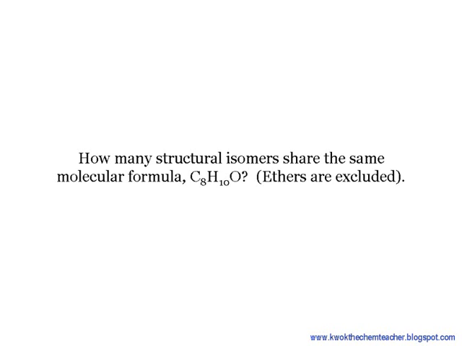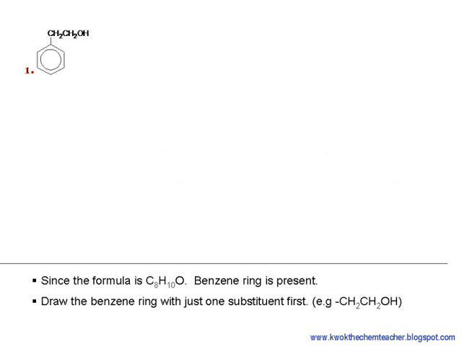How many structural isomers share the same molecular formula C8H10O? Ethers are excluded. Since the molecular formula's carbon to hydrogen ratio is approximately 1:1, a benzene ring is present. Draw the ring with one substituent first.